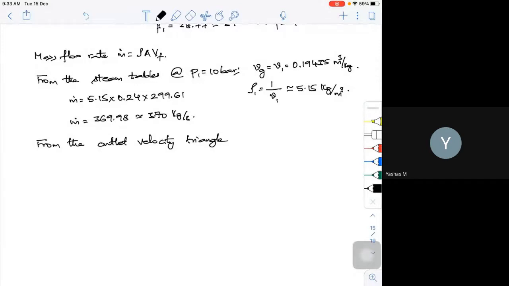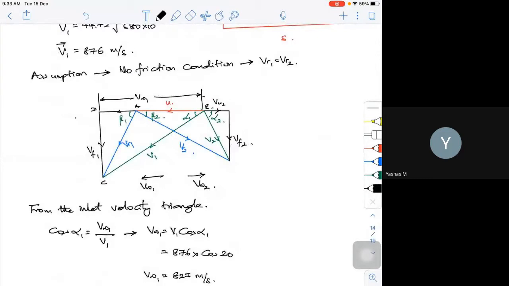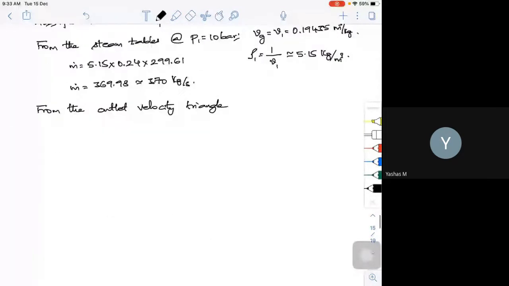So if you go and see here, what is your tan beta 2? Because beta 1 is equal to beta 2, I know the value of beta 2. So tan beta 2 is equal to your opposite side, which is Vf2, divided by your Vw2 plus U. From this U value and beta 2 value, I know the value of Vf2. The one unknown is Vw2, so I can find Vw2. Now let me go and find that value. From the outlet velocity triangle, tan beta 2 is equal to Vf2 divided by Vw2 plus U.